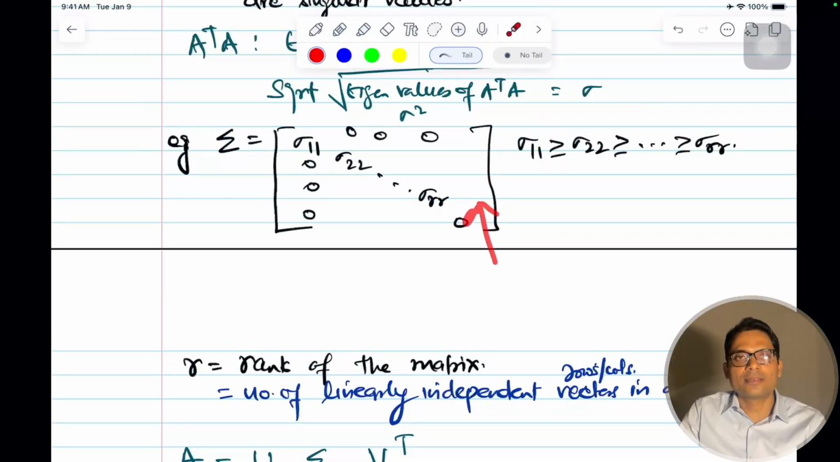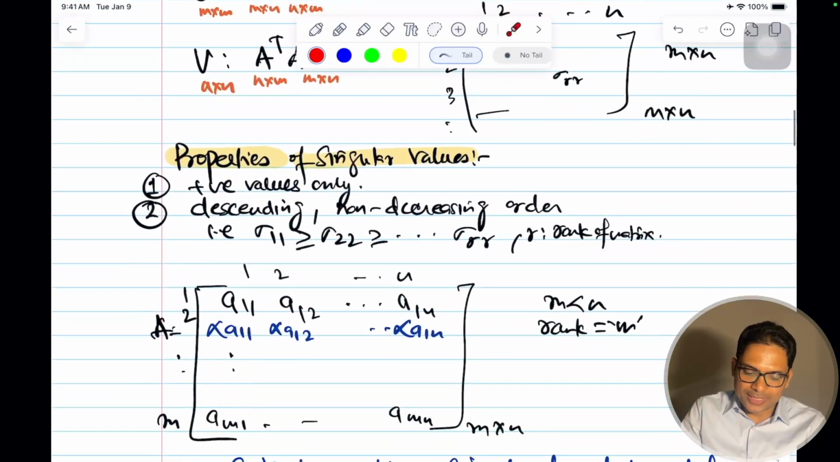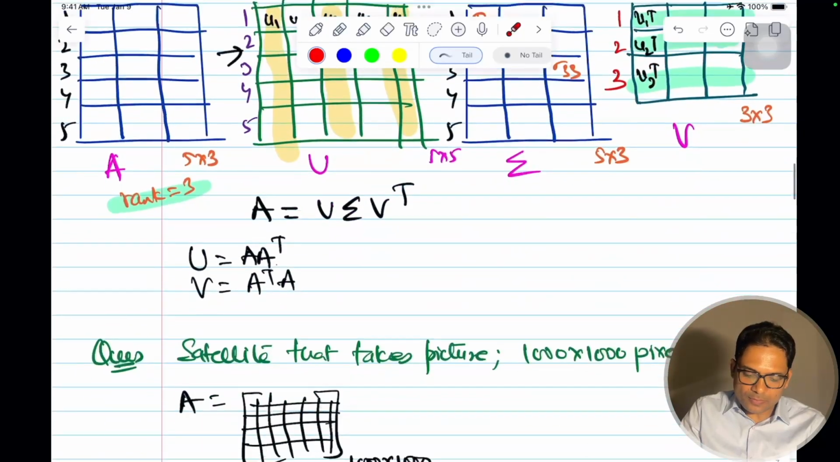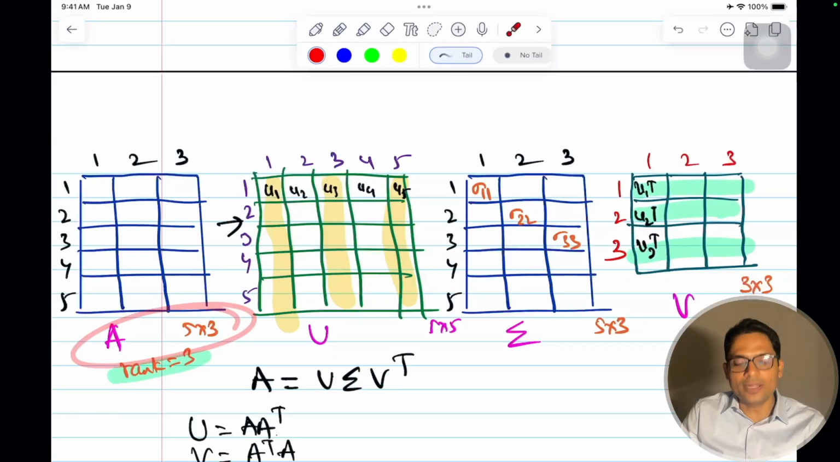If the rank is less than the dimension of the matrix, then that matrix is called singular. Since singular value decomposition captures all the information about the singularity of the matrix and the rank, that's why it's called singular value decomposition. Then we saw properties: all are positive, and they're arranged in descending order. Then we saw a pictorial representation of how these vectors make it back to A.